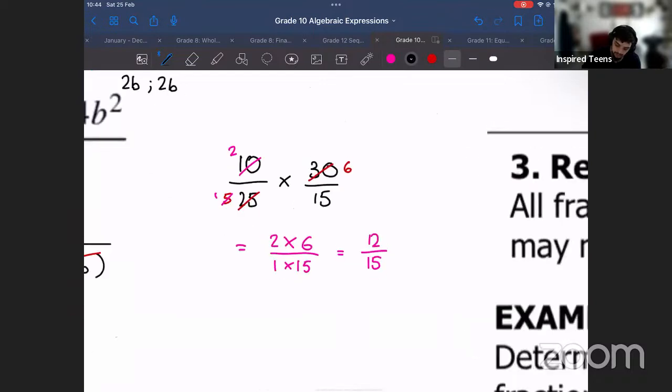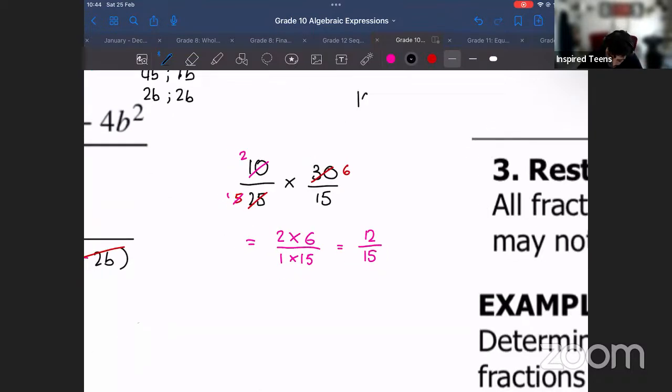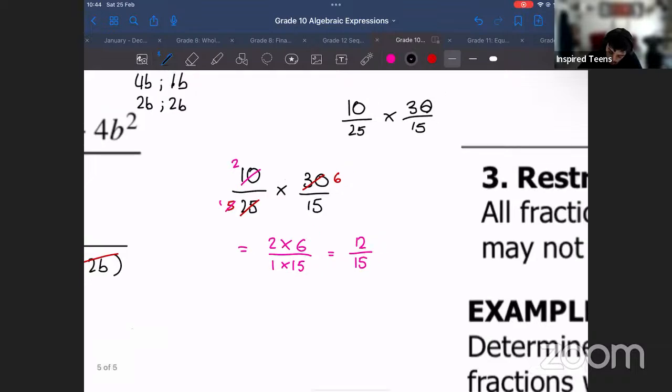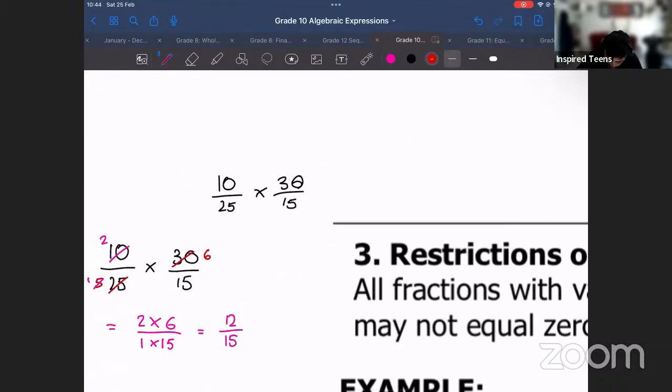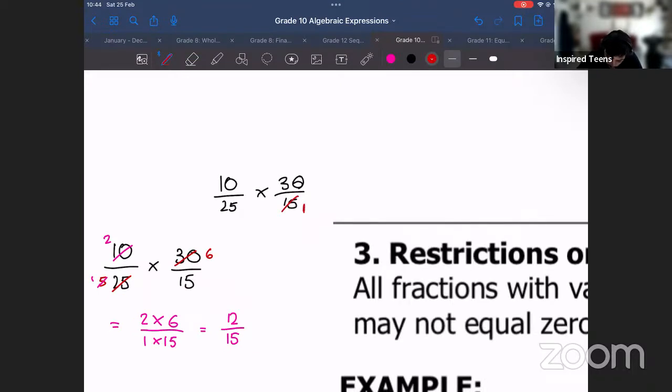Look at this example, right? When we said 10 over 25 times 30 over 15. For example, let's do it here on the right-hand side. If I chose to do 30 and 15, I divide 15 by 15, I'm left with 1. So I don't technically have to put it, but I should put it. 30 divided by 15, I get 2. I'm left with 2 over 1.